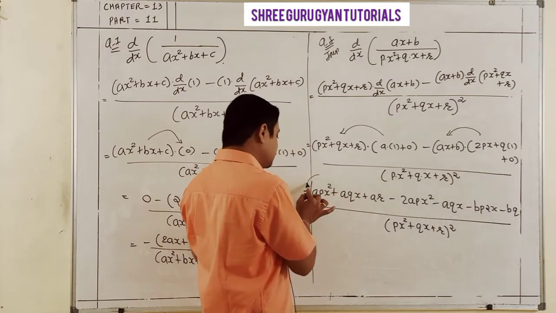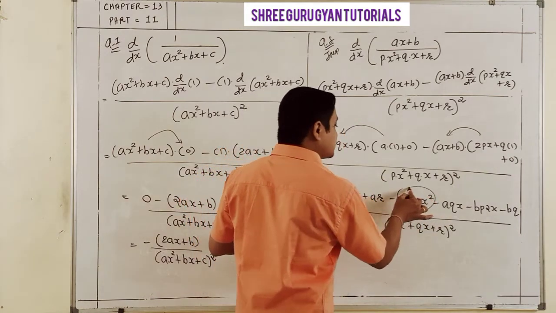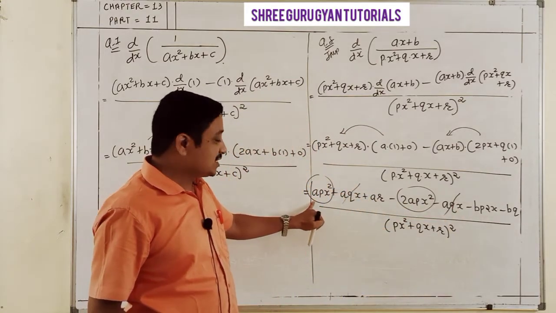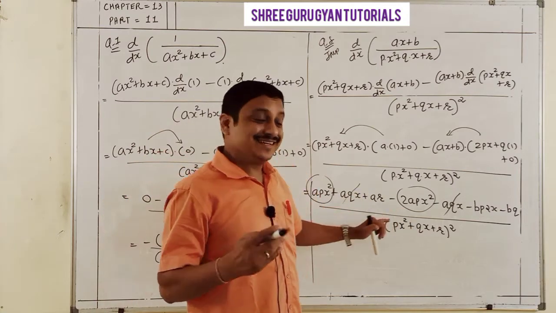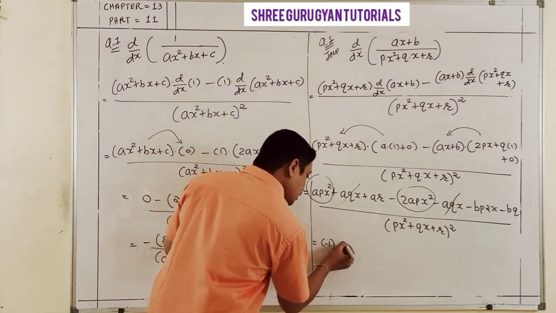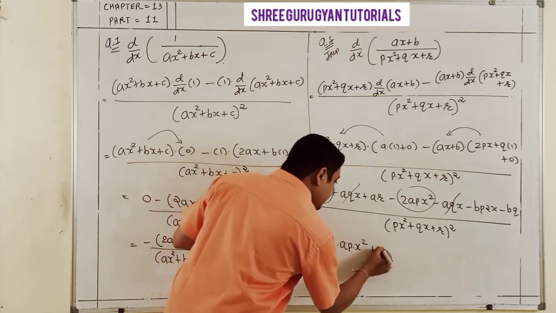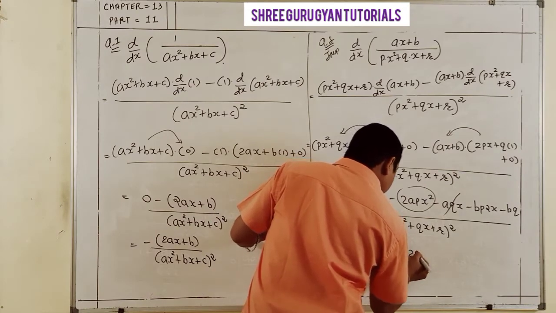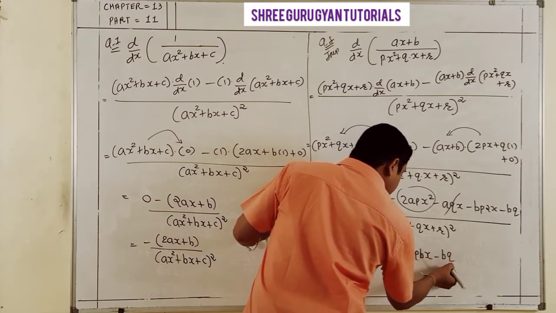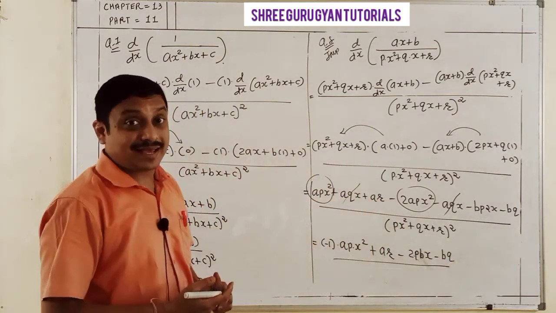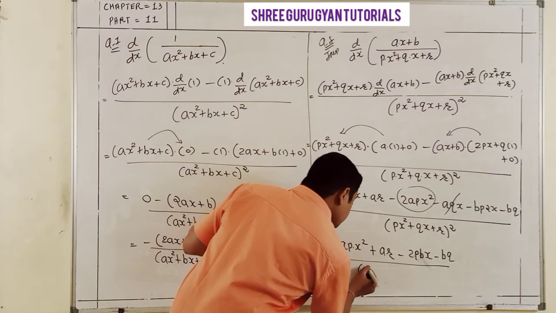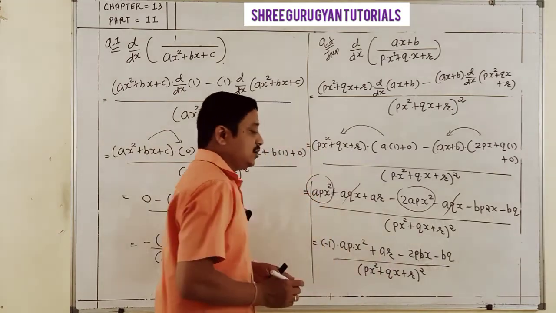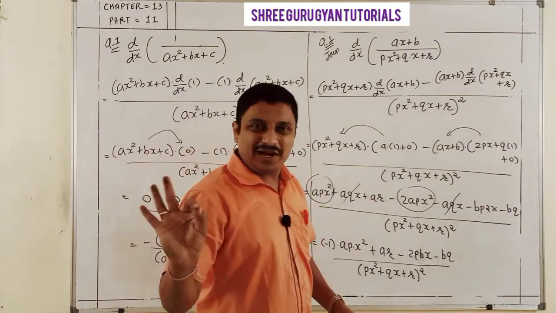So these are like terms: apx square and twice apx square, and aqx cancels one time here, but here minus 2 times, it means minus 1 times apx square. Other terms stay the same: ar, here minus twice pbx and last bq, upon the same px square plus qx plus r the whole square. Here, students, that much is the complete answer.